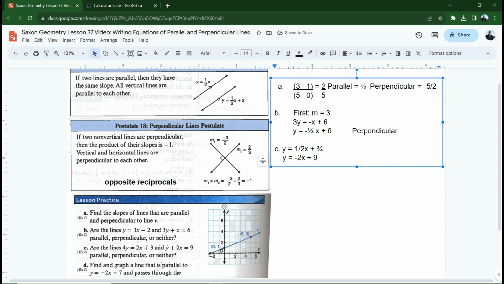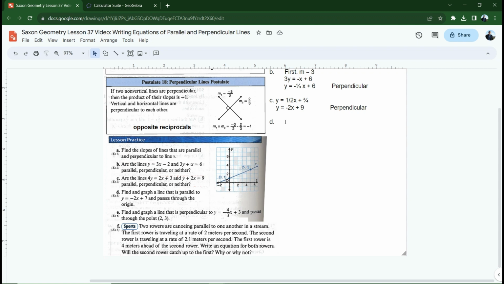Let's see, are these slopes equal, or opposite reciprocals of each other? They're not the same, so they're not parallel. But 1/2 is a reciprocal of 2, and one of them's negative 2. So these are also perpendicular lines because the slopes are opposite reciprocals. All right, on to letter D.